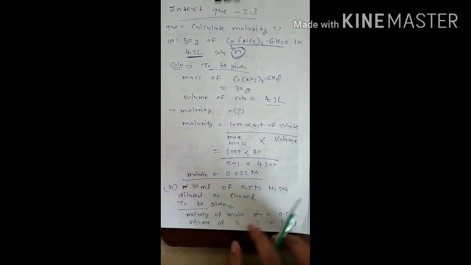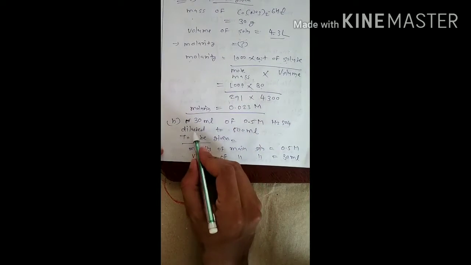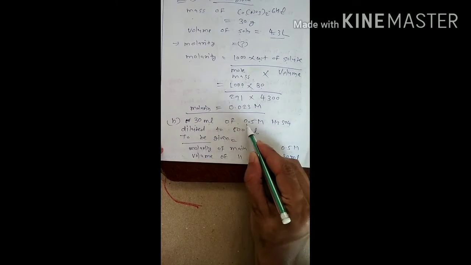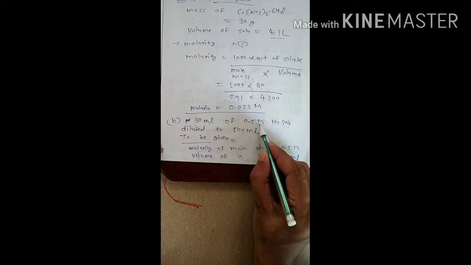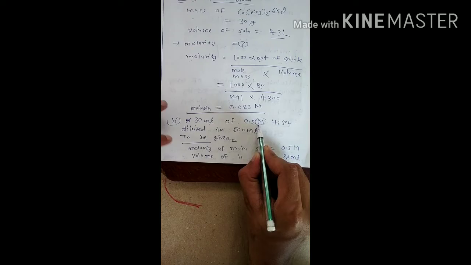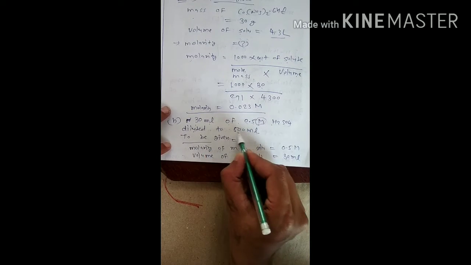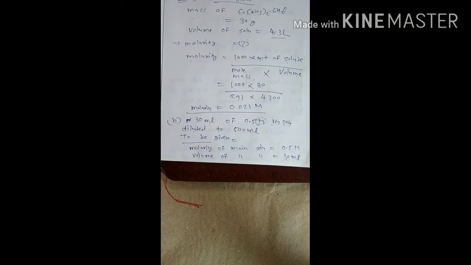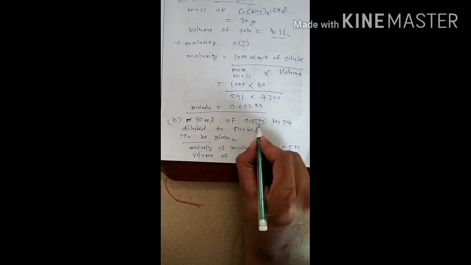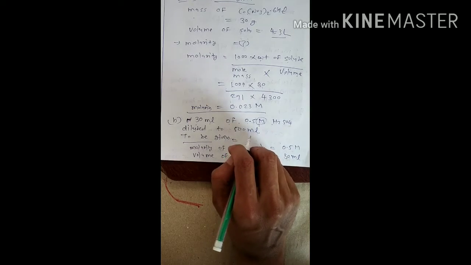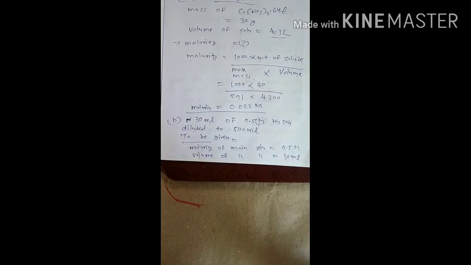Question number B. What is question number B now? 30 ml of 0.5 capital M, capital M means molarity, H2SO4 diluted to 500 ml. Now what do you mean by this? Molarity is already given. So how will you find out the molarity? So please do understand the question properly.